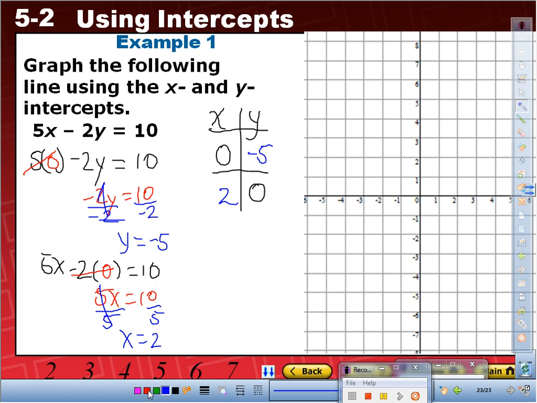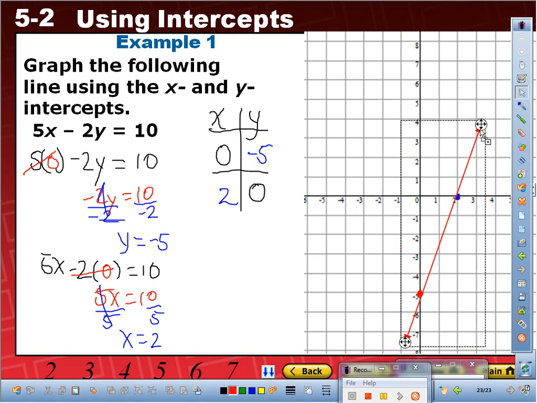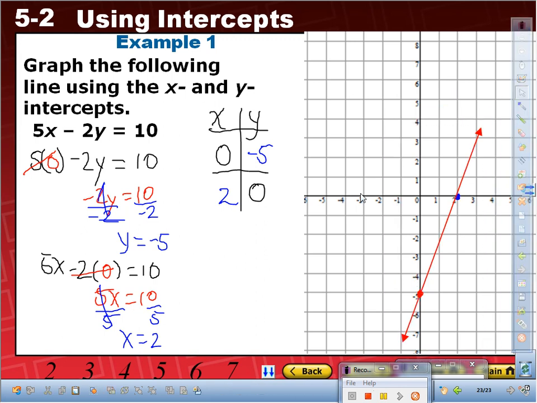Here it goes. I'm going to plot the first one. 0, negative 5. Plot my second one. 2 of X, 0 of Y. 2 of X, and it doesn't move because it's 0 of Y, and I graph my line. Nice and straight. And that's it. Everybody got it?